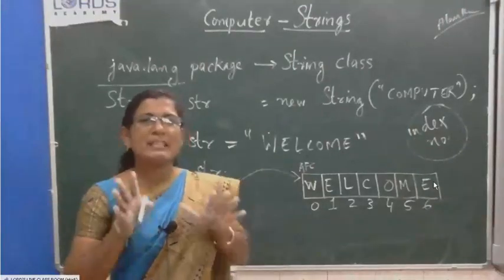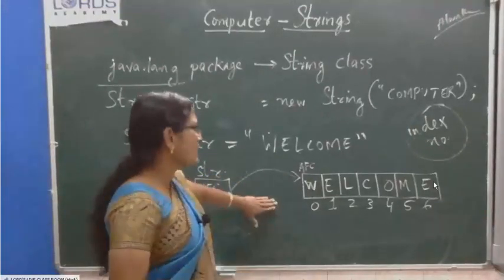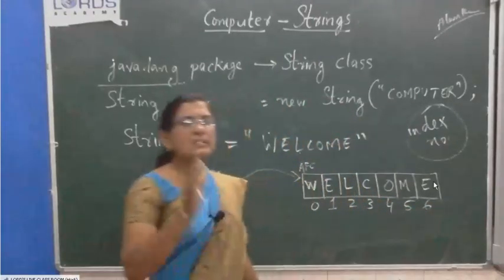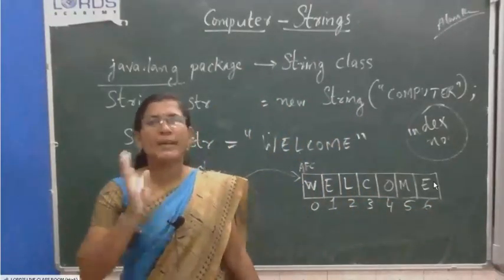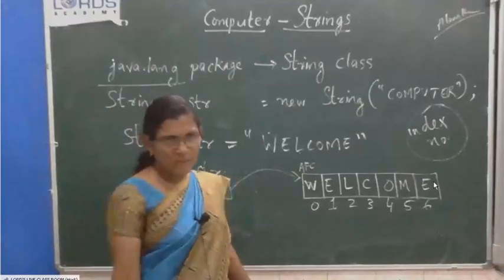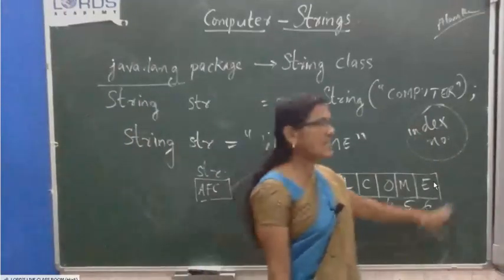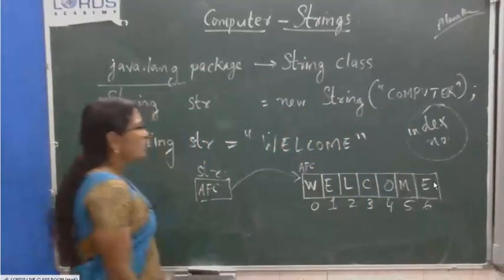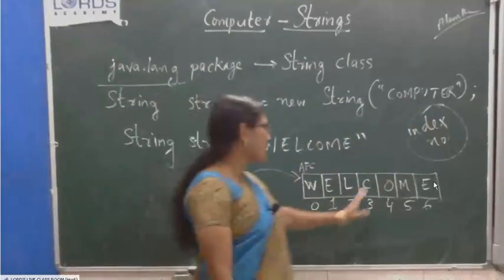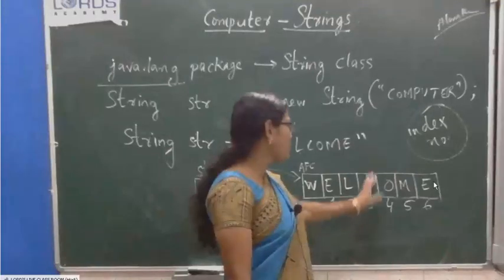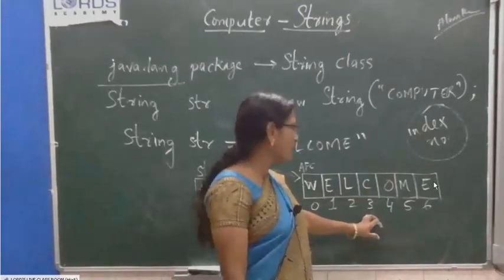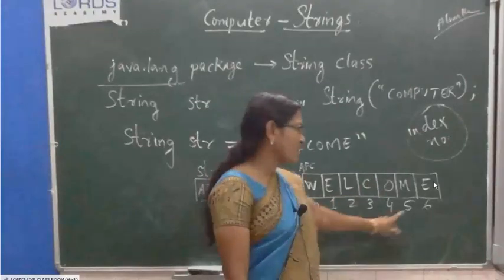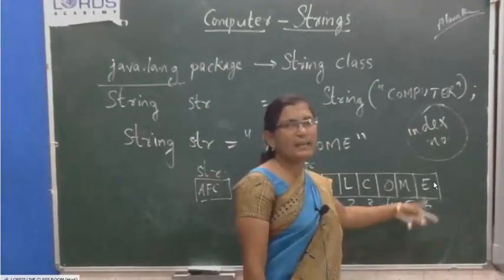The string has 7 characters. To store the 7 characters, 7 continuous storage locations are reserved in the memory, and each storage location is given a unique number starting from 0. This unique number is known as index number. So, we will be able to take out the character from the storage location, index number 3. Character at index number 3 is C. Character at index number 6 is E.